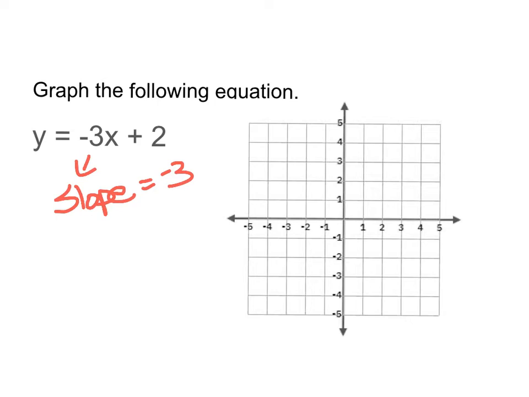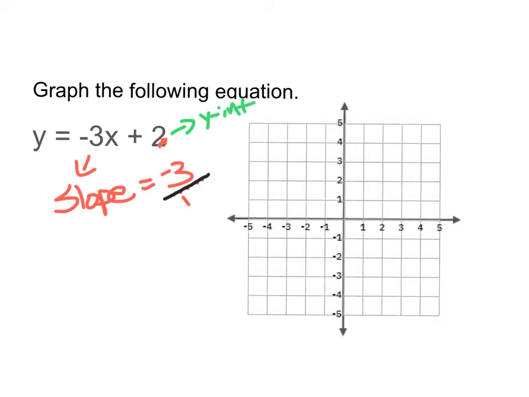Now we could call that negative 3 over 1, because remember it's rise over 1. So negative 3 over 1. And then, of course, we have the y-intercept.